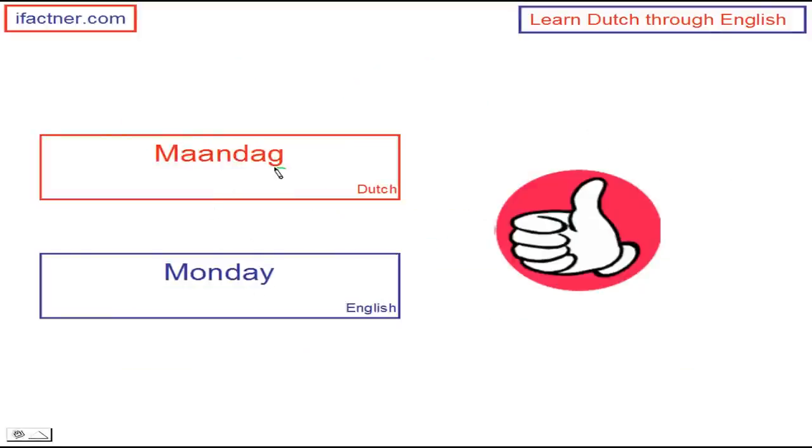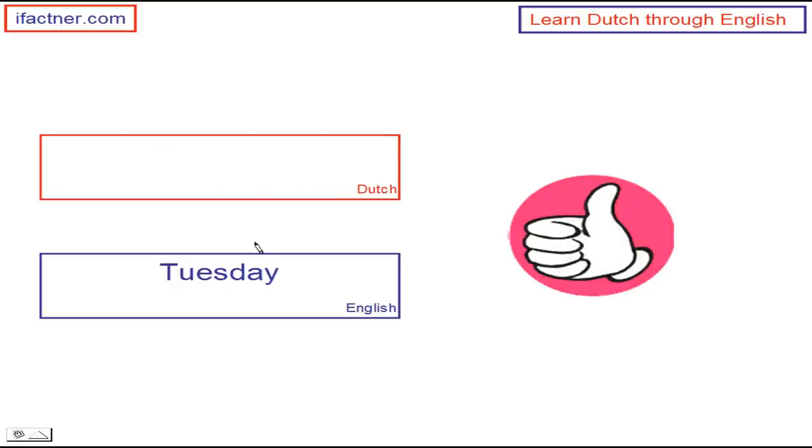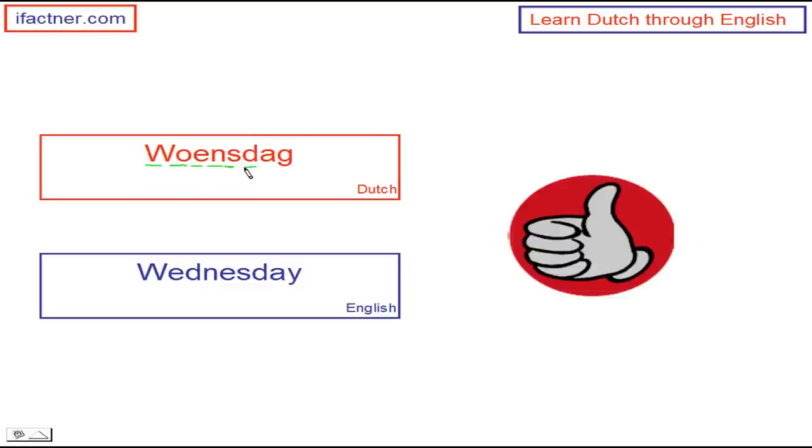Monday, maandag. M-A-A-N, maan. D-A-G, dag. Maandag. Tuesday is called dinsdag. D-I-N-S-D-A-G, dinsdag. Wednesday is called woensdag. W-O-E-N-S, woens. D-A-G, dag. Woensdag.